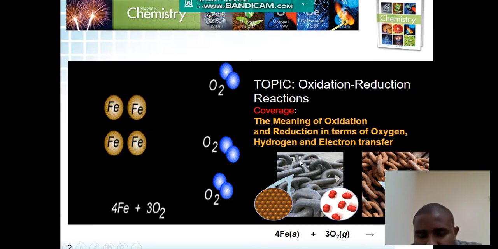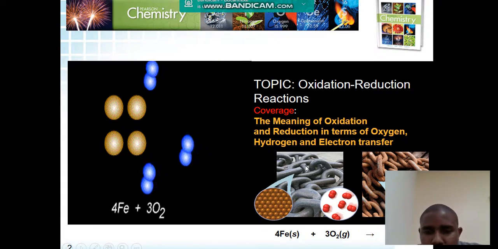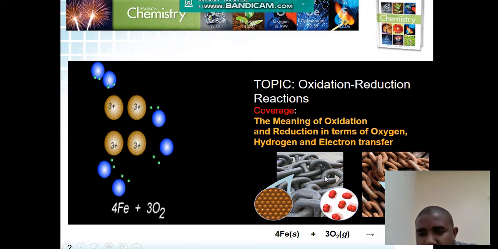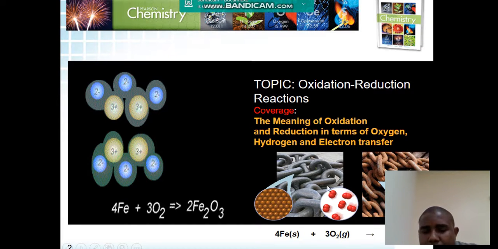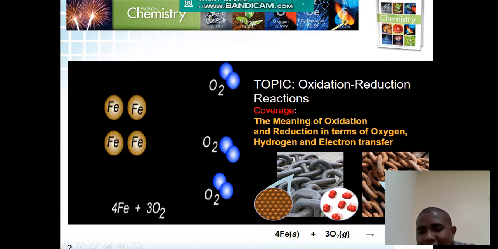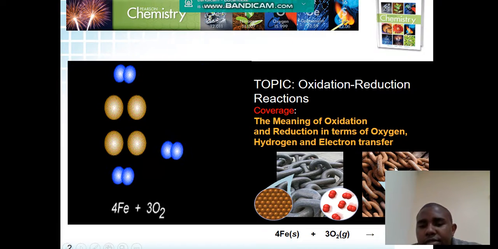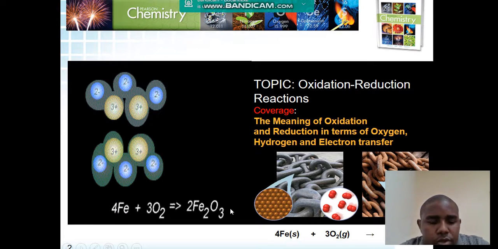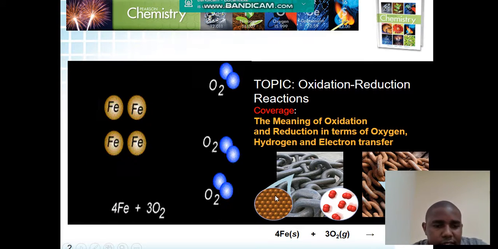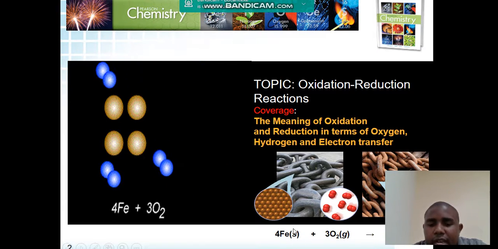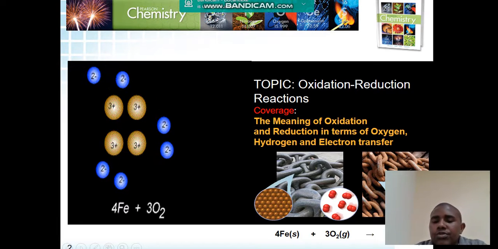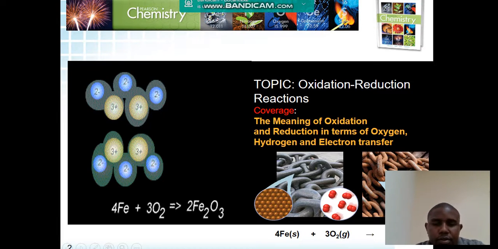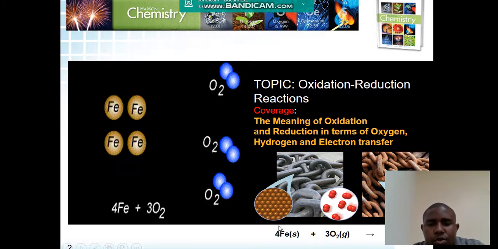As you can see, there are two pictures just below the coverage showing an iron chain that has been oxidized, that has been corroded by the action of oxygen to form rust, which is a brown coating found at the top of the iron surface. So what actually happened when the iron was rusting? As you can see below, there's a reaction which shows iron reacting with oxygen to form iron 3 oxide, or ferric oxide. So what is oxidation?